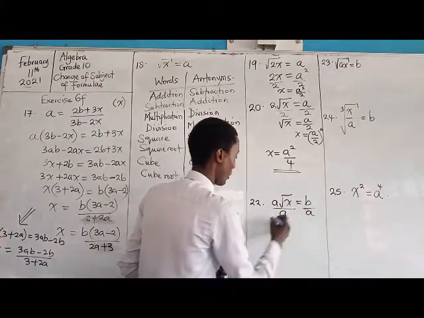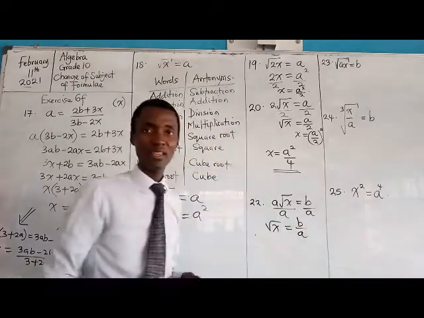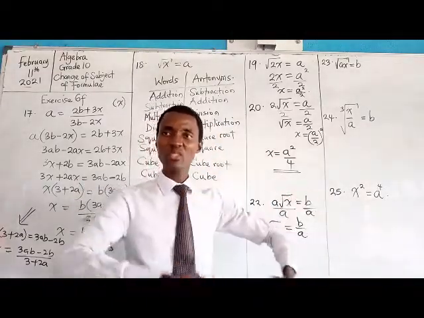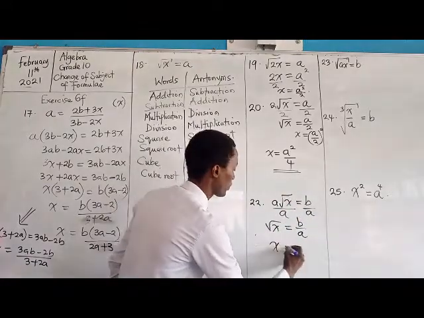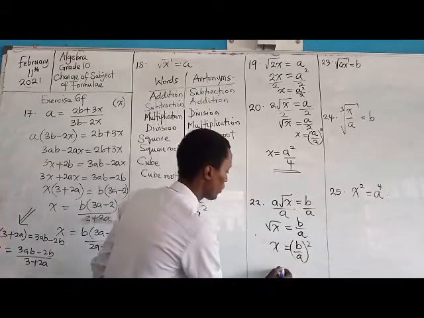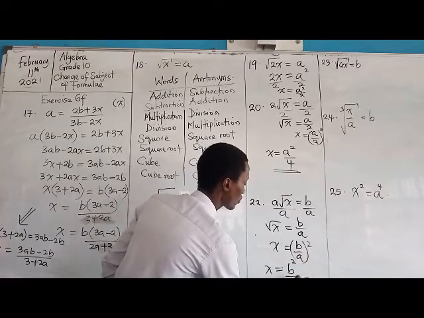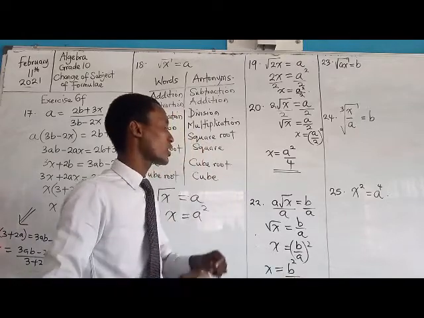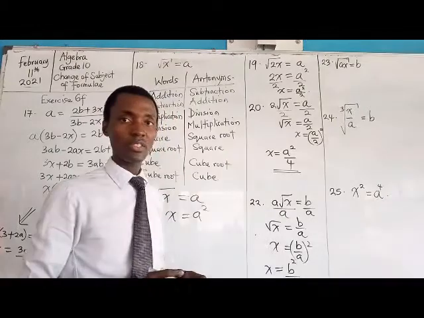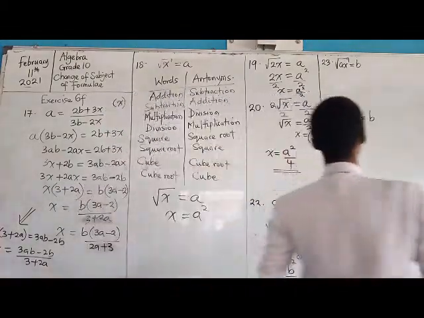And I'm going to have root x equal to B over A, and then I transfer the antonym. I transfer what? The antonym. And then x will be equal to b over a all squared. Invariably, that will give you what? B squared over a squared. That takes care of question number 22. Alright, let's go to 23.